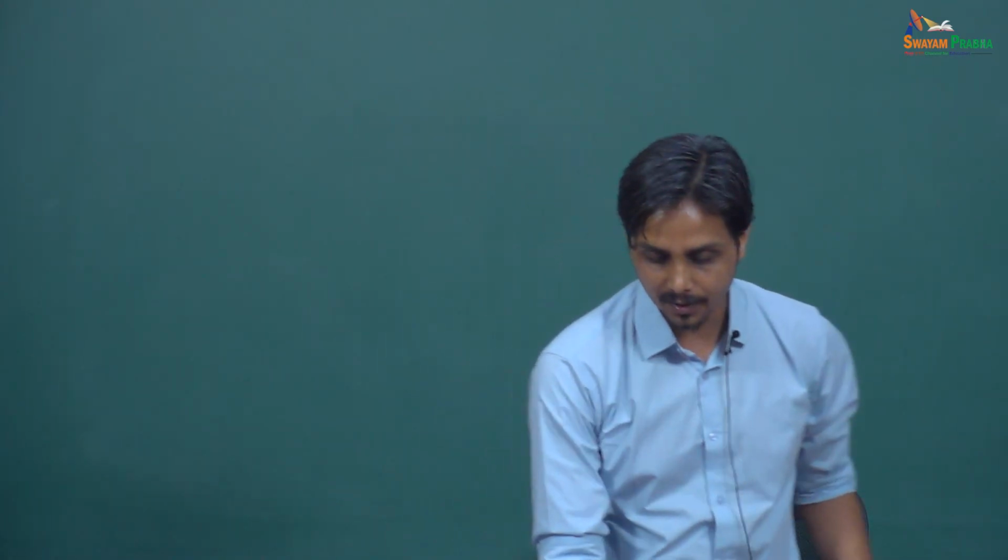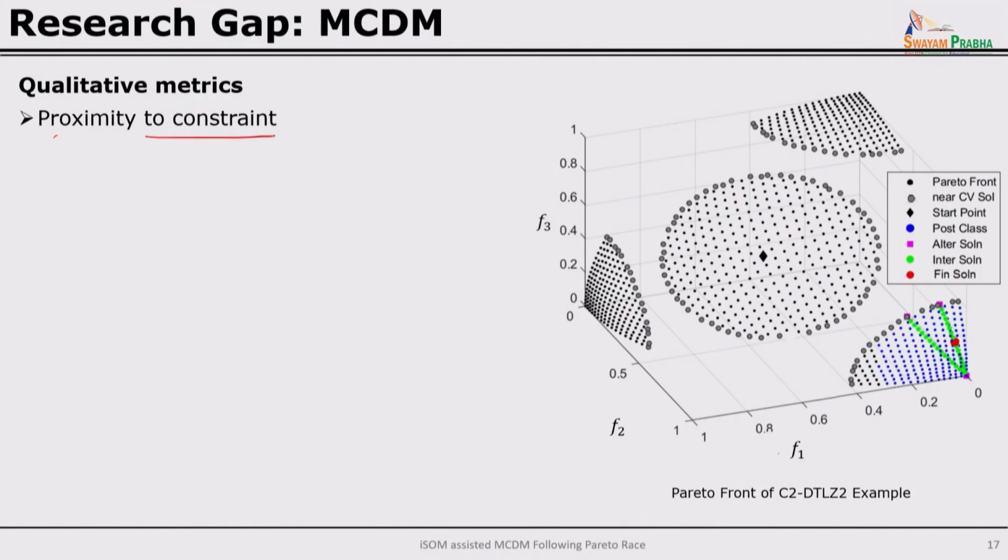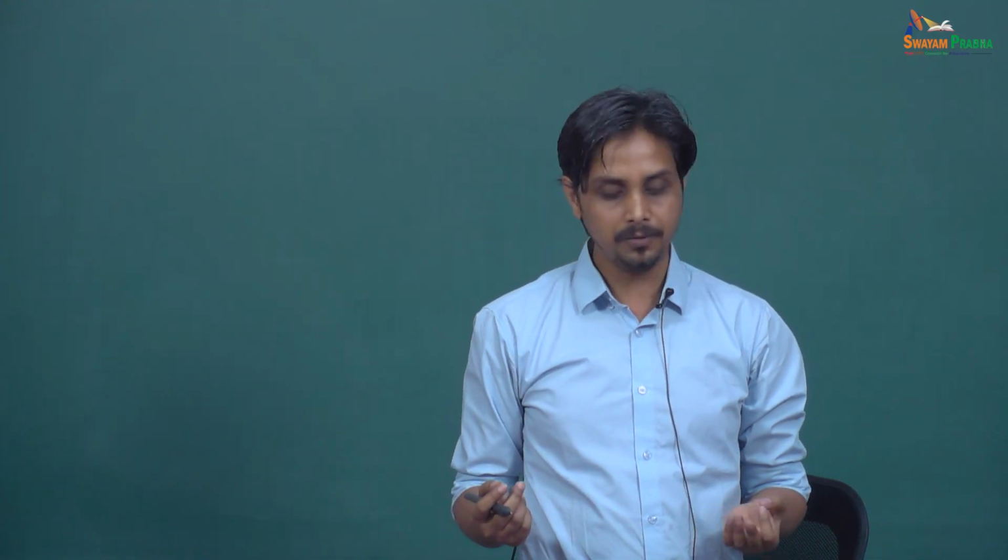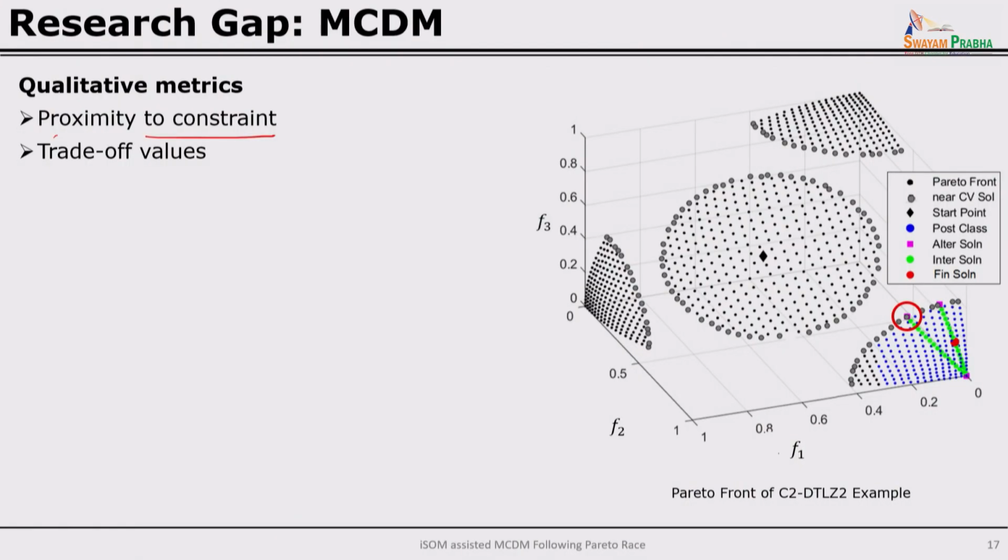For example, if I discuss the proximity to the constraint, that means I gave you a very good solution, but it is very close to the constraint. Would you pick it? The designer may not want to pick it because any small deviation from there might lead to failure in the design. Next one is the trade-off values. So usually the designer goes with very high trade-off values.